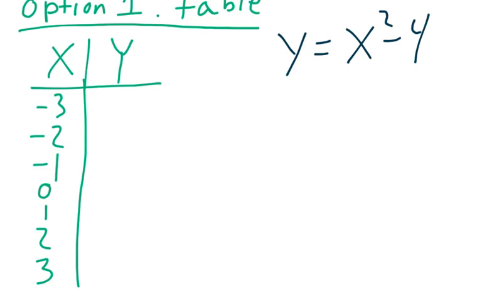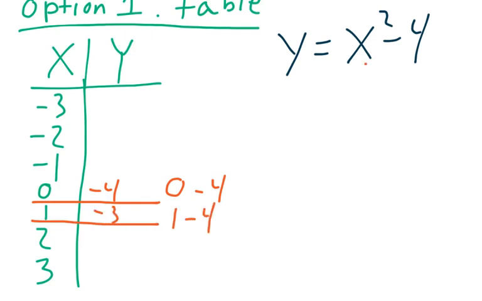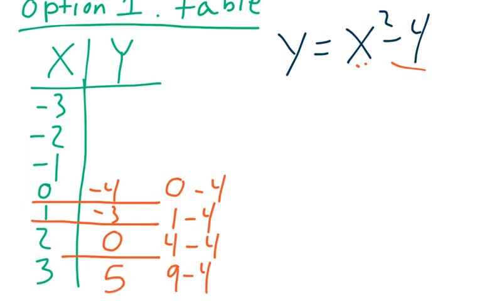Well, first off, the easiest one to plug in is 0. If x is 0, then it's going to be 0 minus 4, because 0 squared is 0, so I put -4 there. If I plug in 1, 1 squared is 1, minus 4 is -3. If I plug in 2 for x, 2 squared is 4, and then minus that 4, I get 0. And if I plug in 3, 3 squared is 3 times 3, it's 9, minus 4 is 5. Now plugging in negative numbers, be careful.